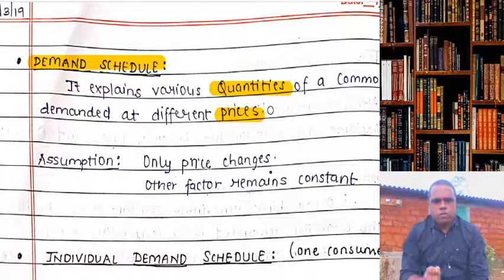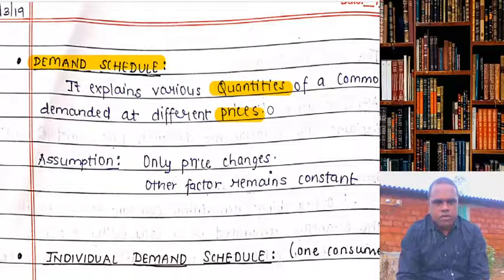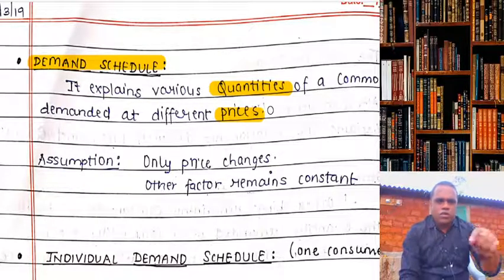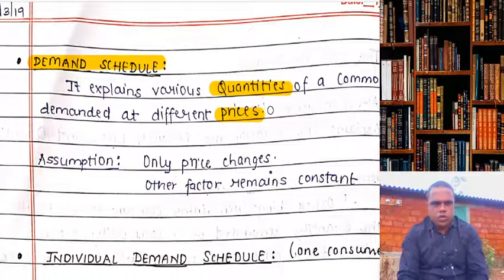When making a demand schedule, one of the most important assumptions that we have is that we are going to assume that only the price of that particular commodity will change and all other factors are basically going to remain constant.